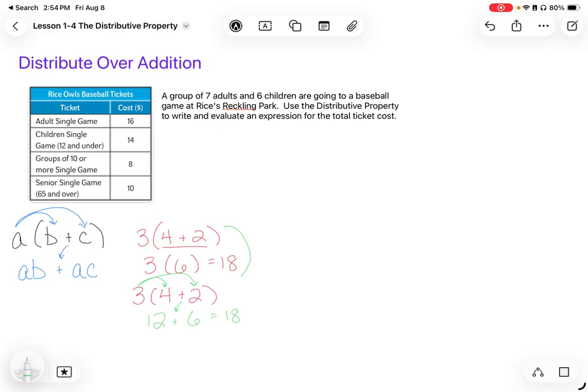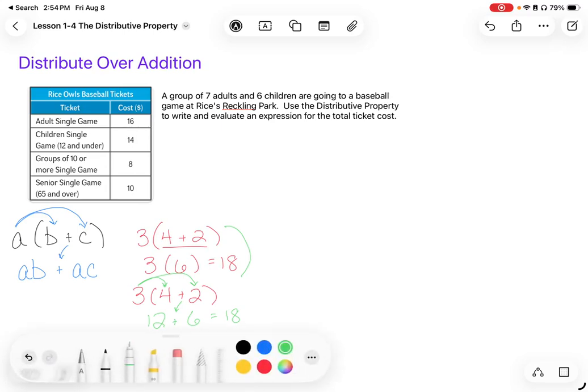So let's take a look at the problem we're given. We have a table here with the cost of going to a Rice Owls baseball game. Our problem says a group of 7 adults and 6 children are going to a baseball game at Rice's Reckling Park. We're going to use the distributive property to write and evaluate an expression for the total ticket cost. So we've got 7 adults and 6 children, and I want to know how much it is going to cost.